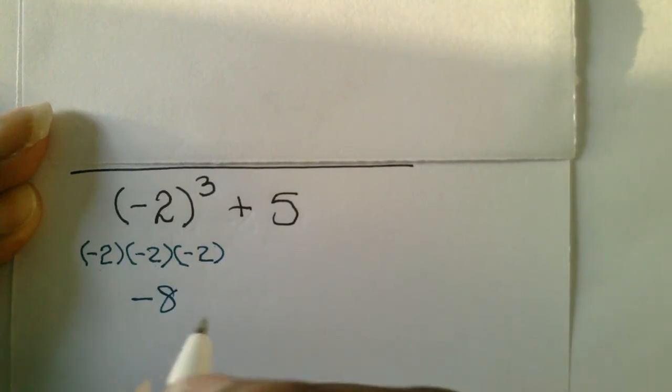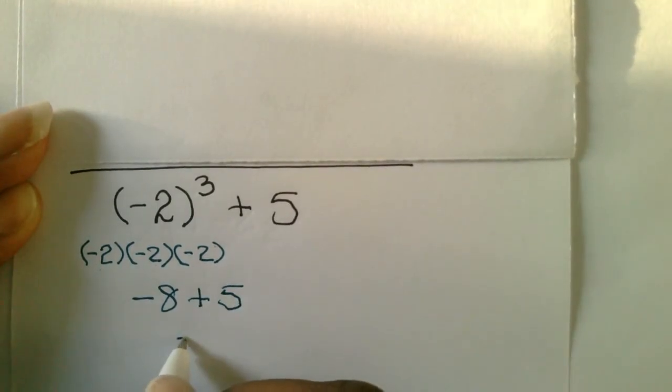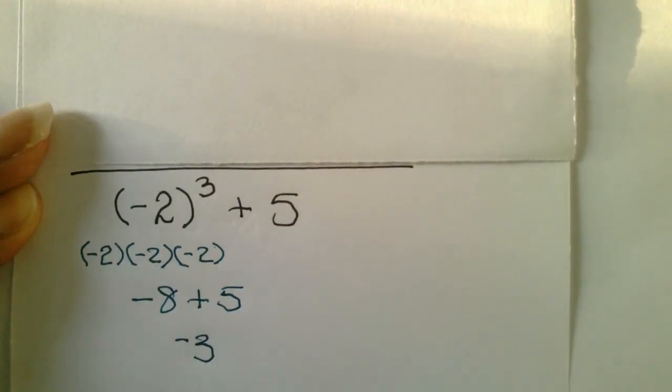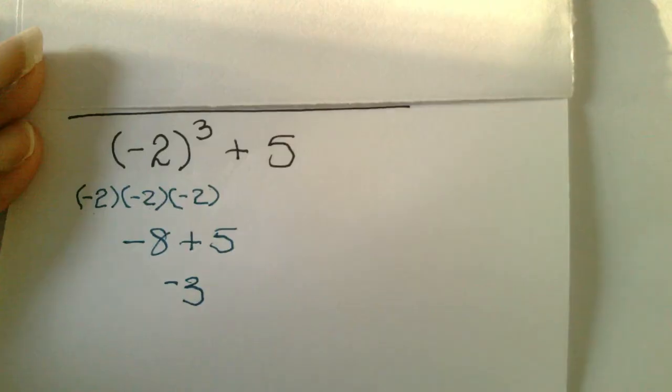There we go. Thank you. So -8 plus 5 does give us our -3. Okay, good. So now let's put it all together.